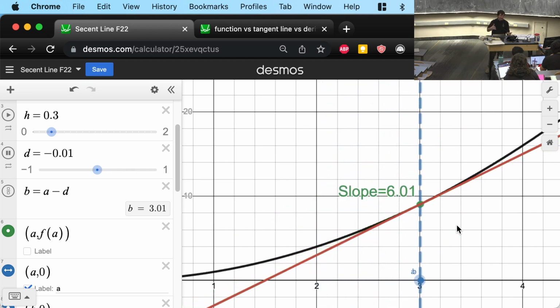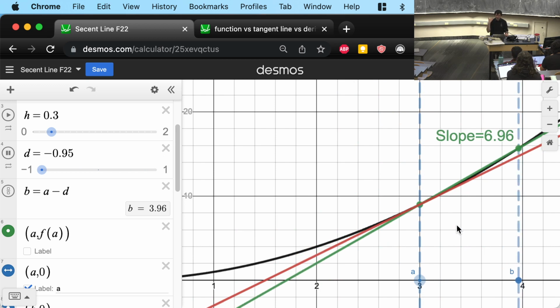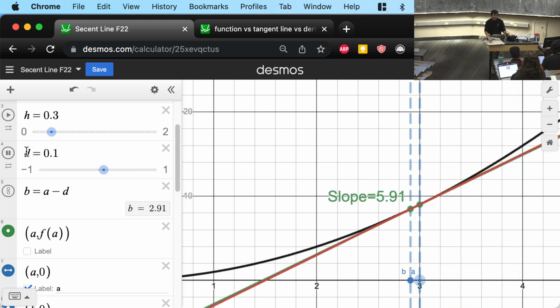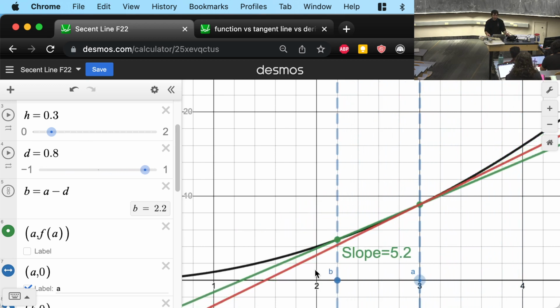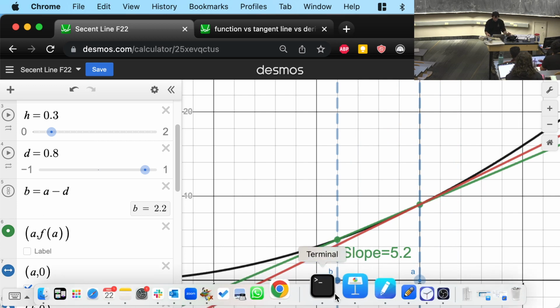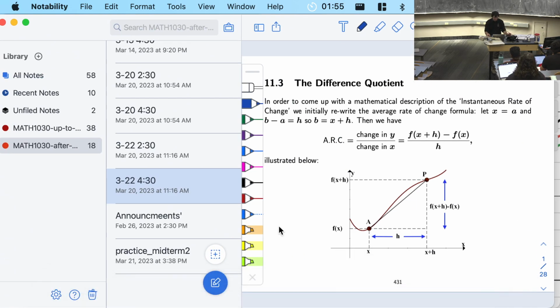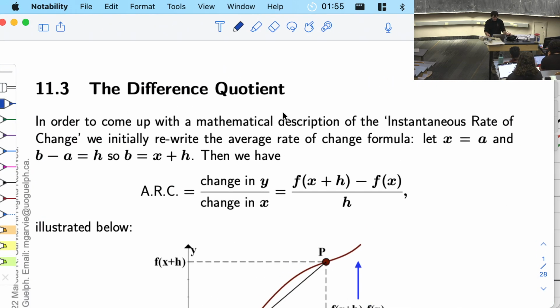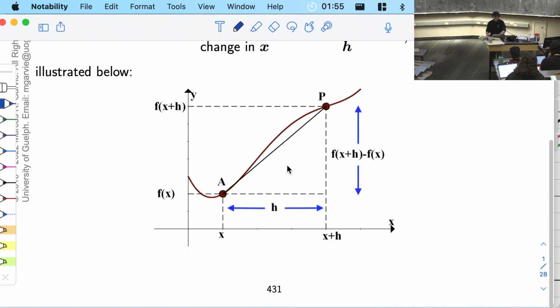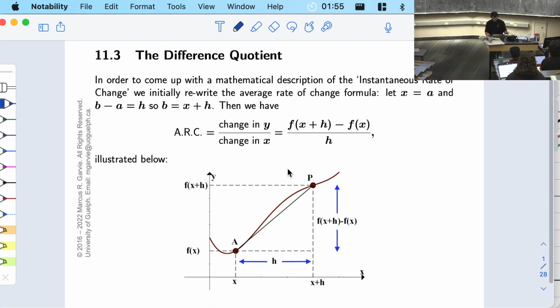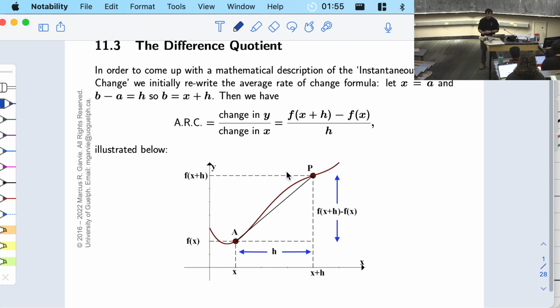We're going to repeat this idea and figure out why using algebra it works. So last class we sort of did it when a equals 1. We found by algebra that it was 2. And today we're going to do it for all the other values. And we're going to start on this page, page 431, which is the idea of the difference quotient.